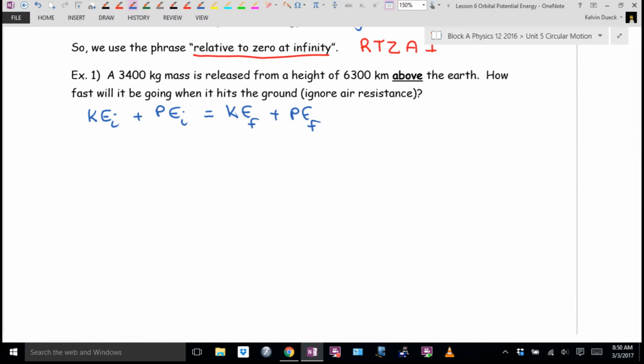Are any of these 0? It's no longer 0 when you hit the Earth, so we can't cross off PE final. Prince Edward Island finally rears its head in pride and says, yes, I get to stay.